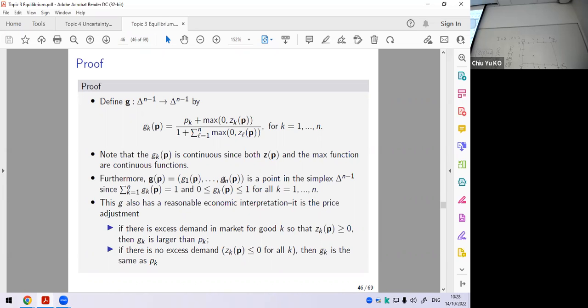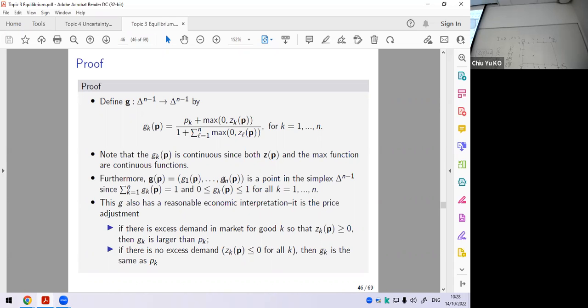Okay. And the next step is trying to show that the sum of all G, from 1 up to N, is actually 1. Because the sum of all P is this. Look, the denominator is independent of the K, so you just sum the numerator, and the sum of this is this guy. The sum of all P is just 1. So this is a number in the simplex. Okay, so that's why it's the adjustment.